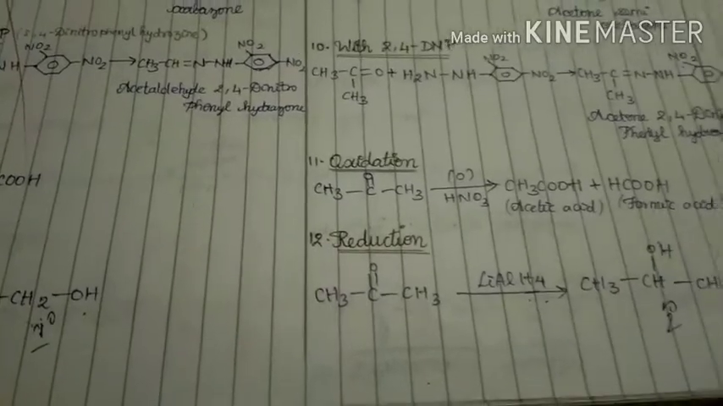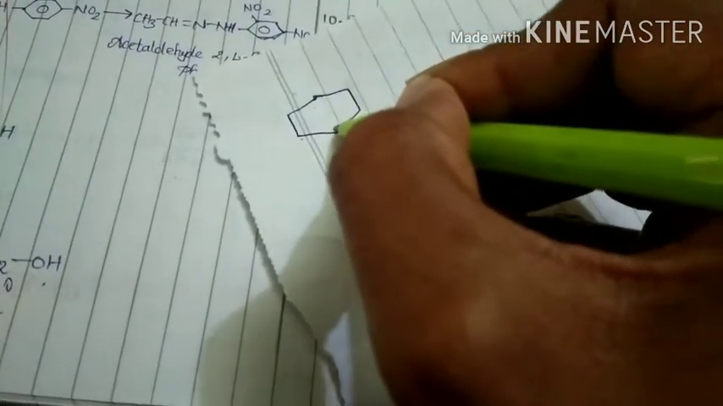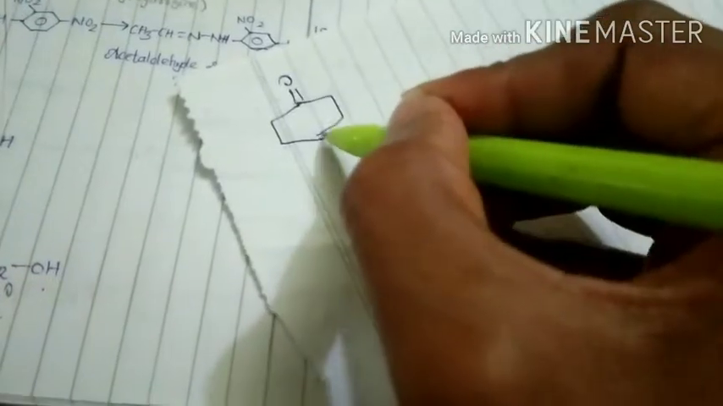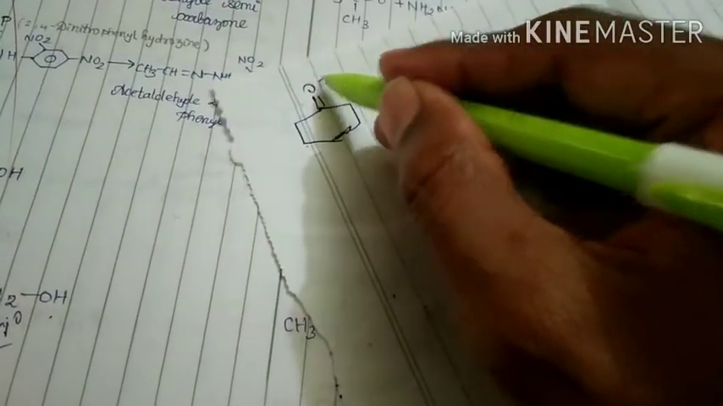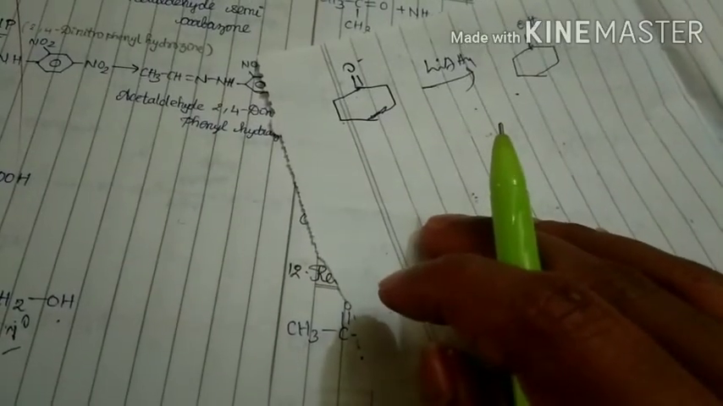I will show some examples here. See, when this compound reacts with the LiAlH4, what happens? What is the product? Here one hydrogen is going to attack, here one hydrogen is going to attack, then C double bond O becomes CHOH. Here CH is present, CHOH. That's it. You may get these types of questions in exams.